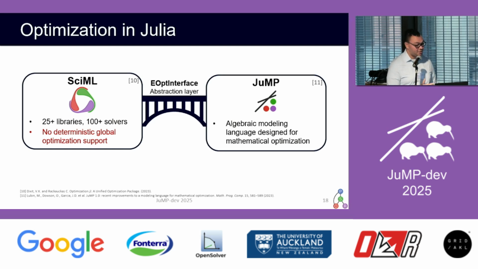So we developed this abstraction layer package. It took us a while to land on a name here, but we're going with EOptInterface, or EOI, which allows us to automatically generate JuMP constraints from ModelingToolkit models. So now we can connect these two ecosystems together.